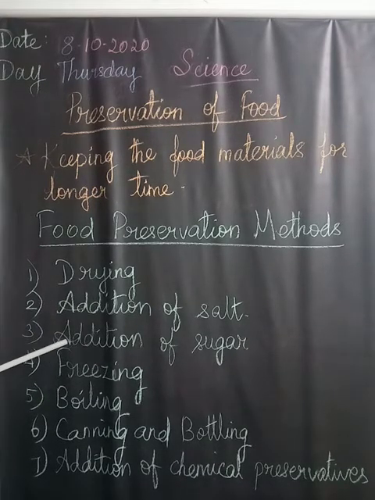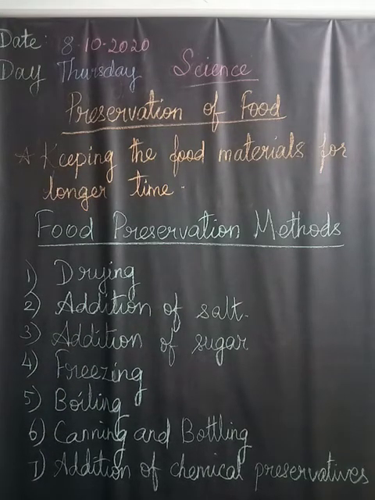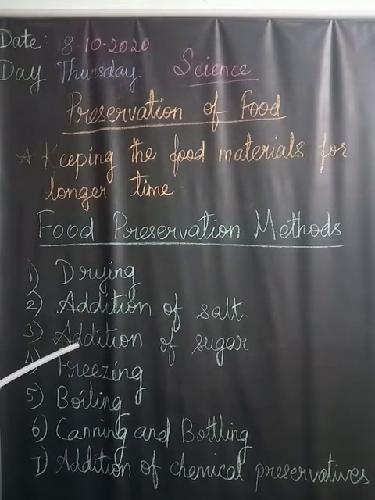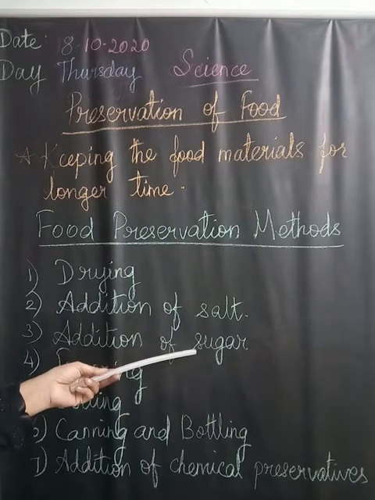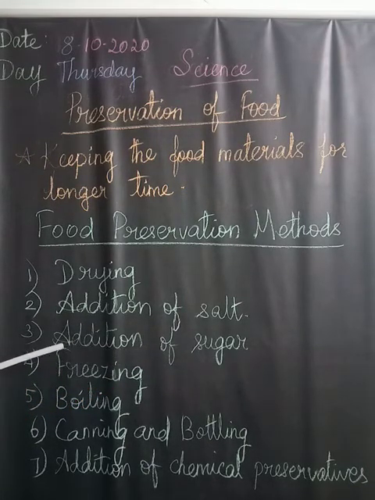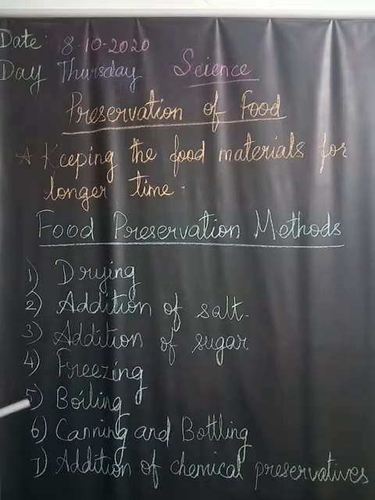Next is addition of sugar. When sugar is added to the food, it dissolves the water content of the food and preserves the food from spoilage. Examples for addition of sugar are jam and fruit juices. All these foods are very nice to eat, right? Because they are preserved for a long time and easy to use.